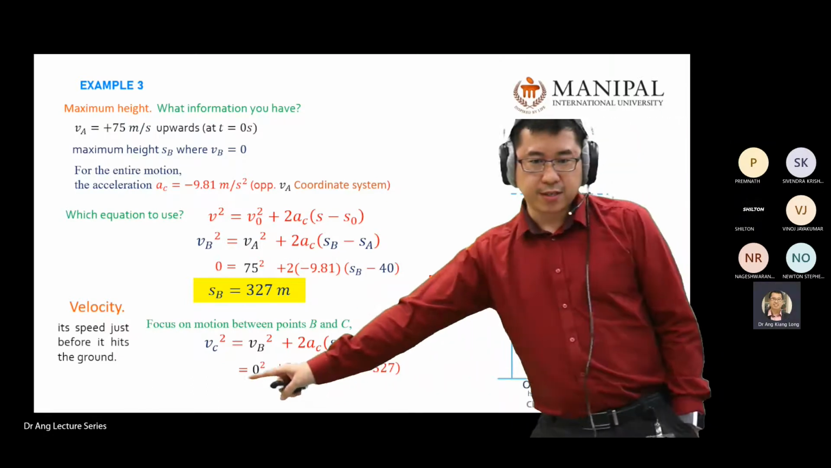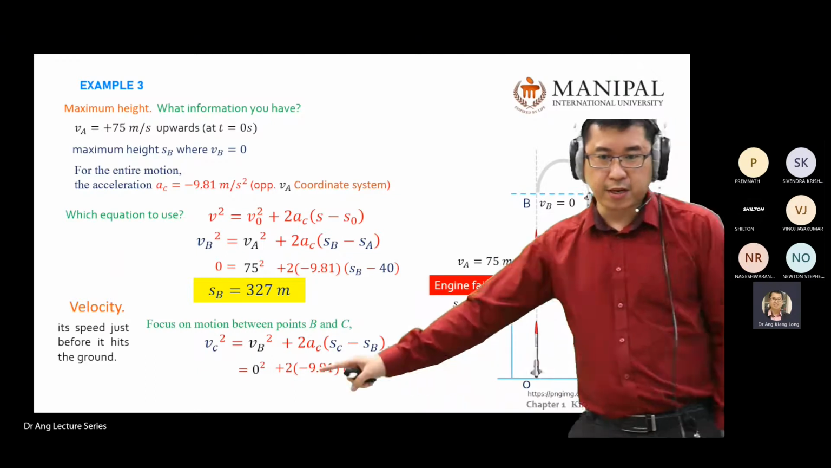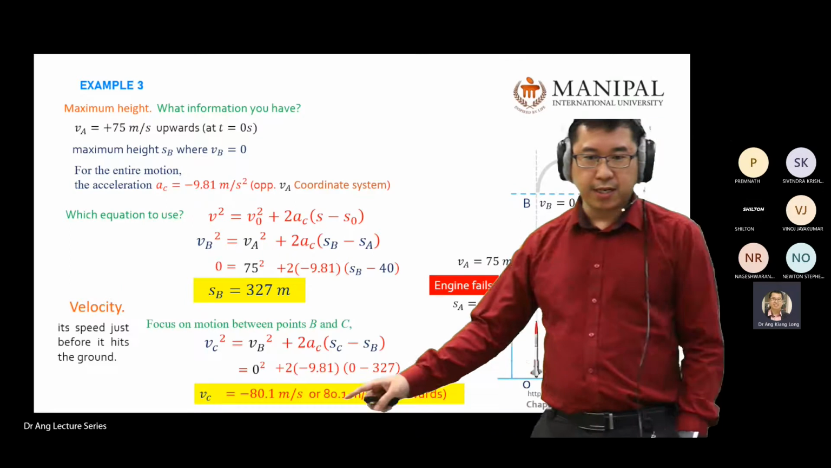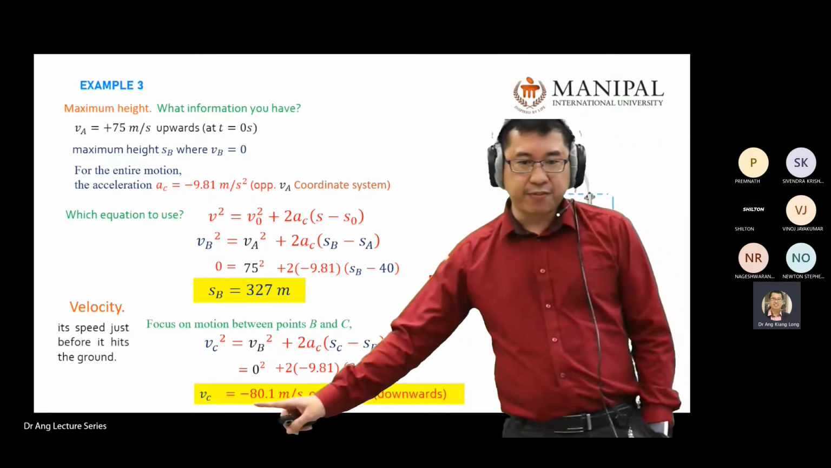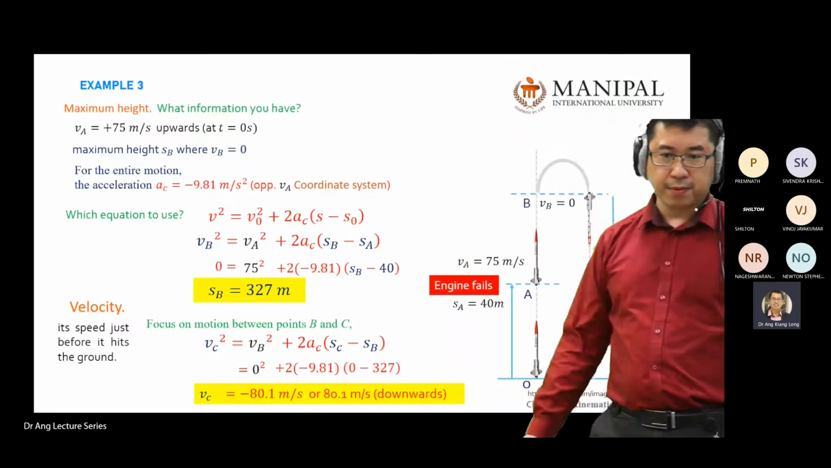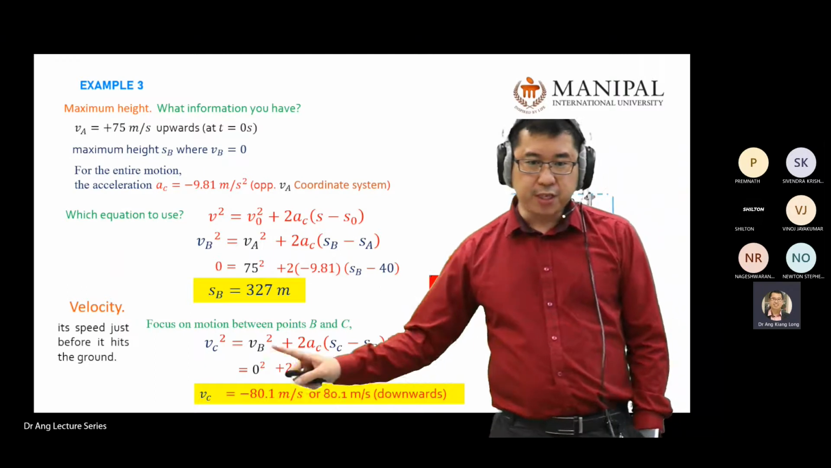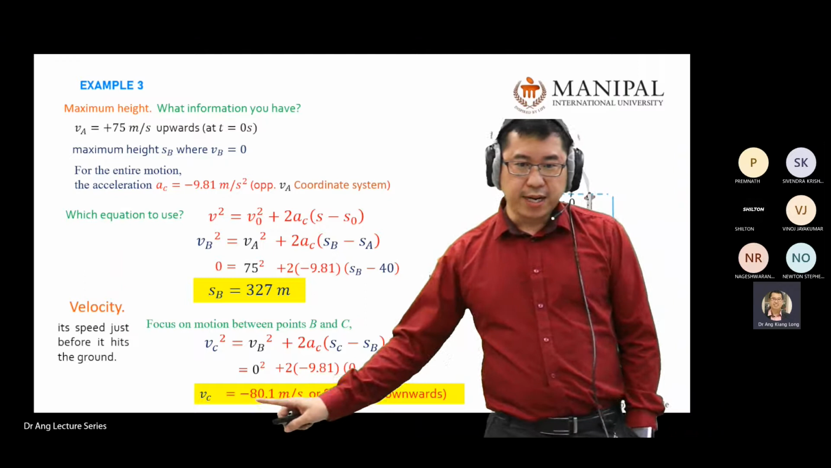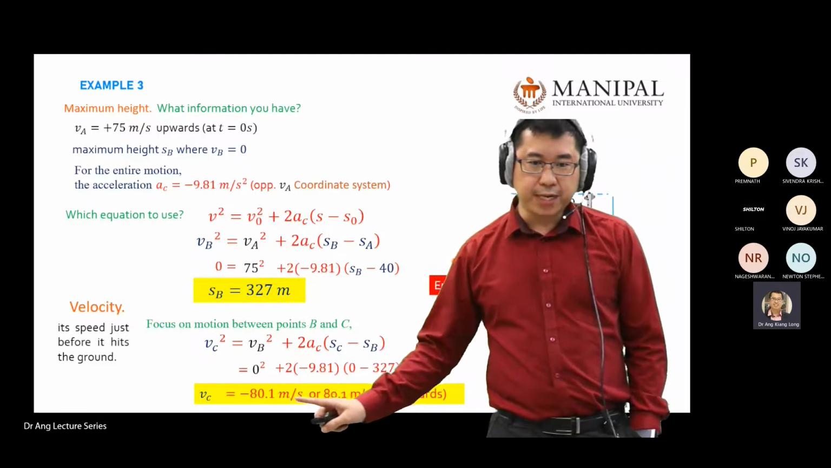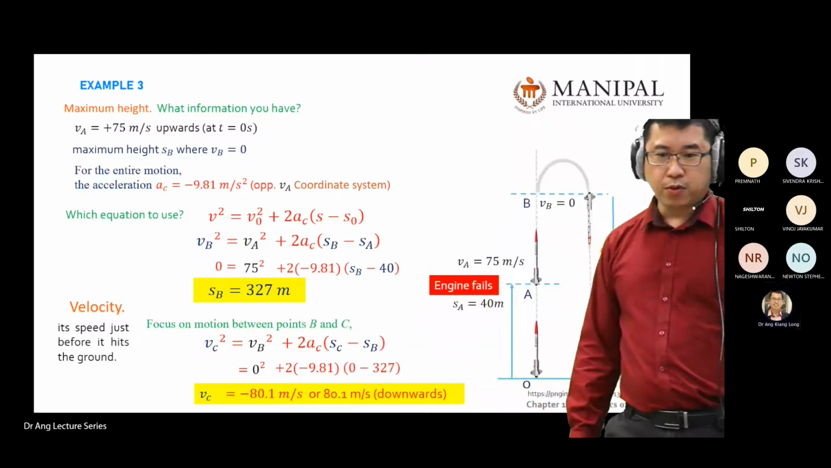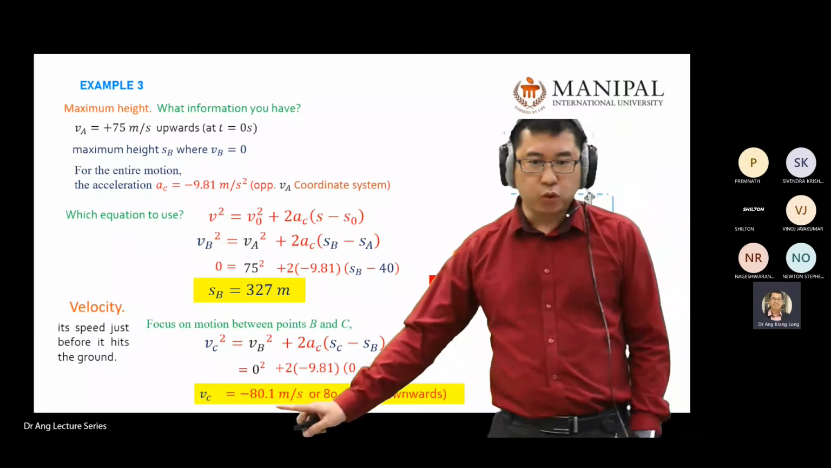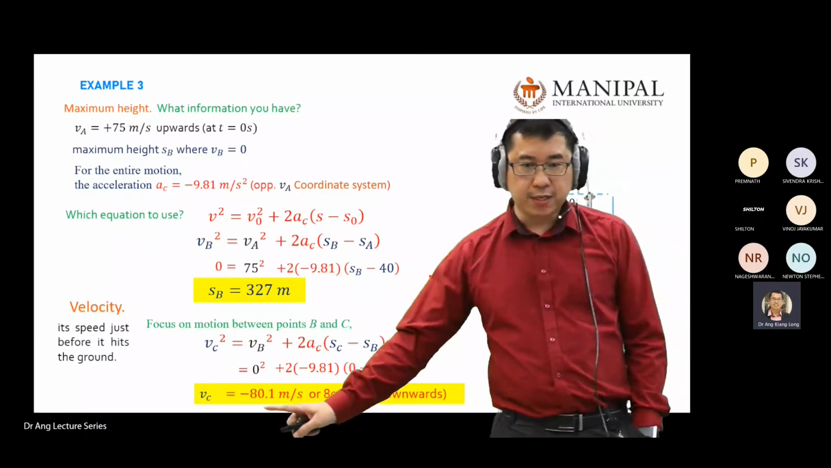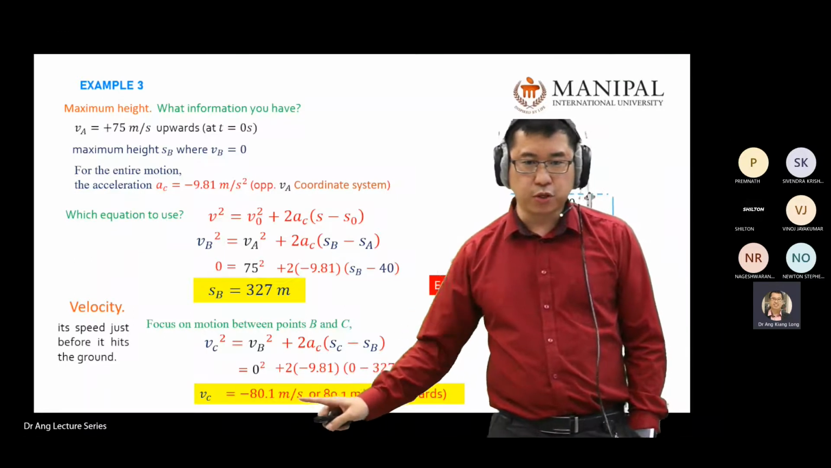The rest is just mathematics and only one unknown in the equation. If you press the calculator, you will get a negative velocity, and you get negative 80.1 meter per second. For this module, give minimum 2 decimal places, maximum 3 decimal places as your answer. So this is just an illustration for tutorial question.